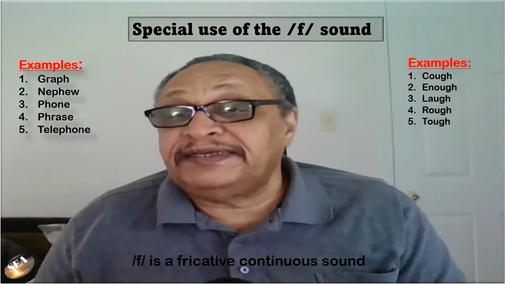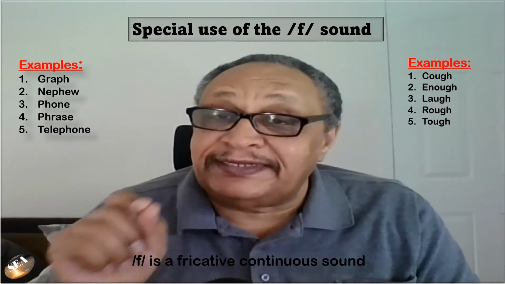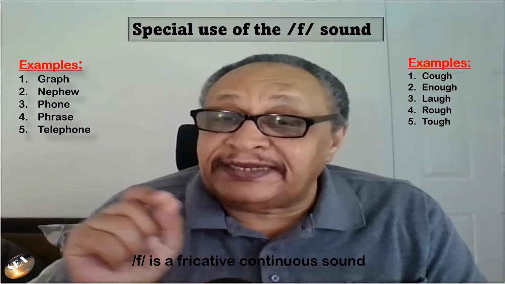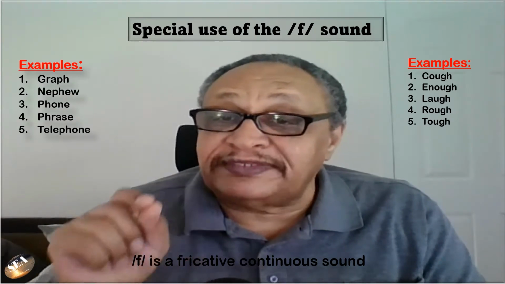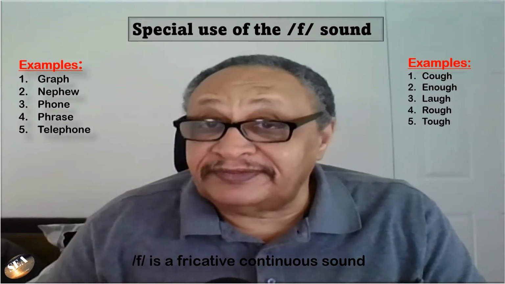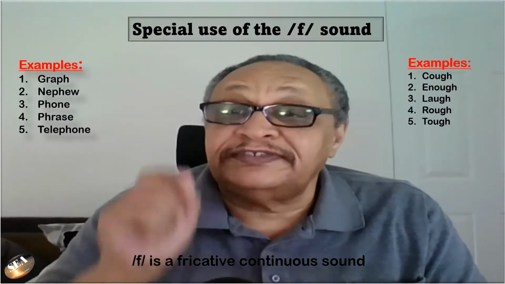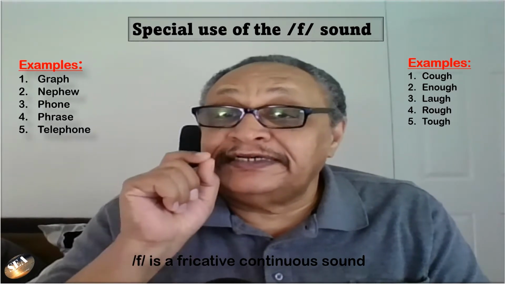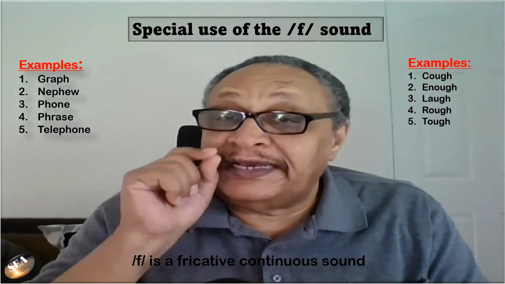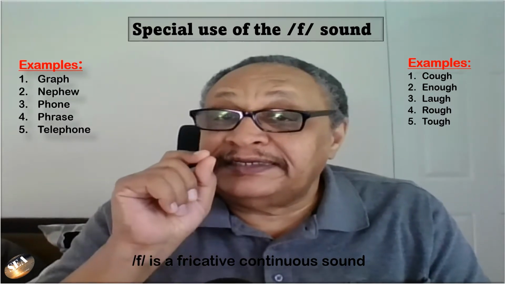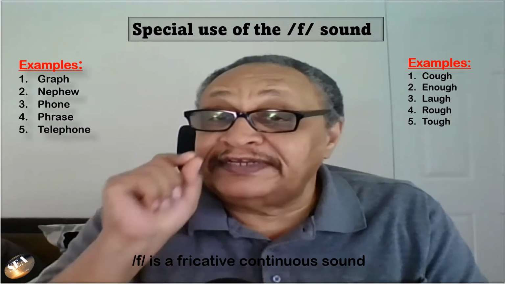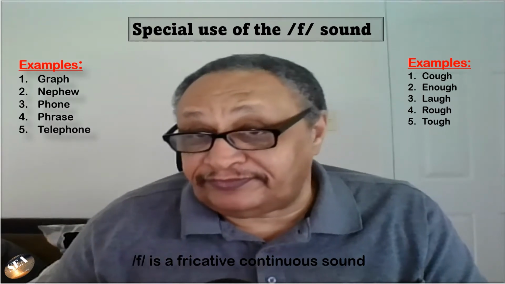The other group has a cluster made of 2 letters, GH. This cluster is also pronounced as an F sound. So I said cough, enough, laugh, rough, and tough, sorry. The last word is tough. So it is cough, enough, laugh, rough, and tough.